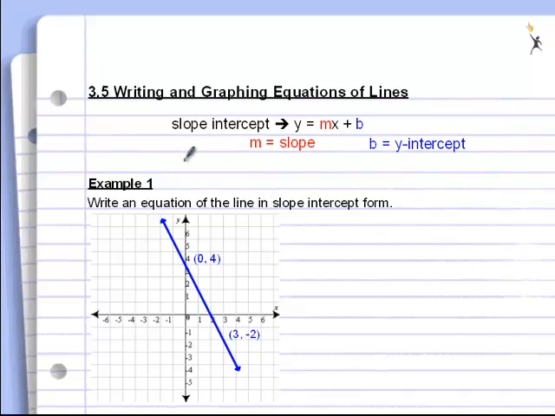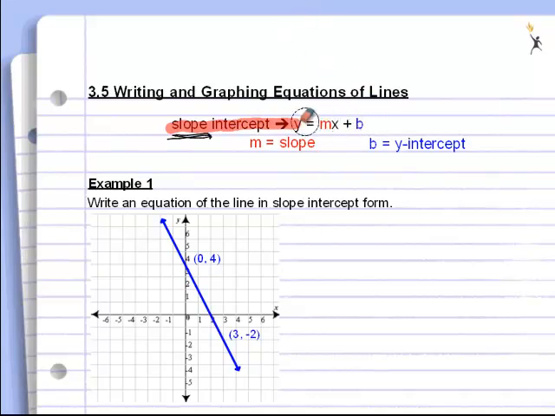All right, last section we dealt with introducing you to the concept of slope and finding slope. Now we're going to take that concept of finding slope and apply it to writing and graphing equations. One thing that I did introduce to you last section was slope-intercept form of an equation. Y equals mx plus b.